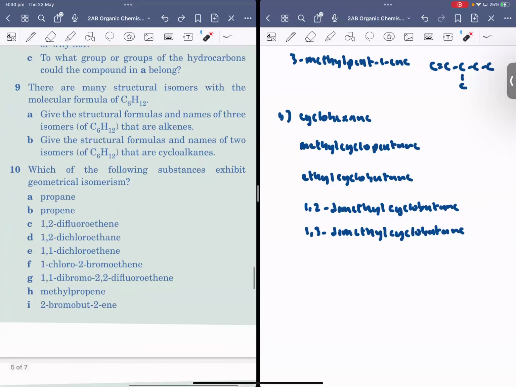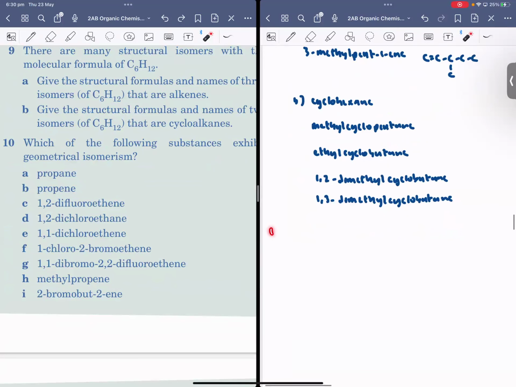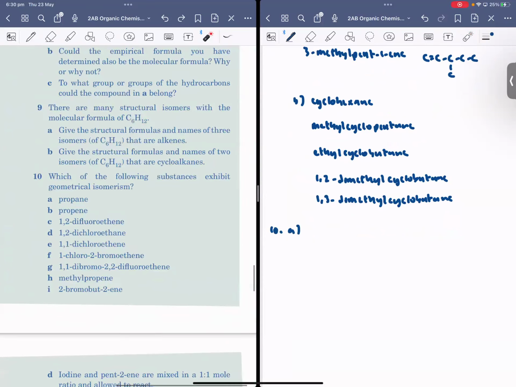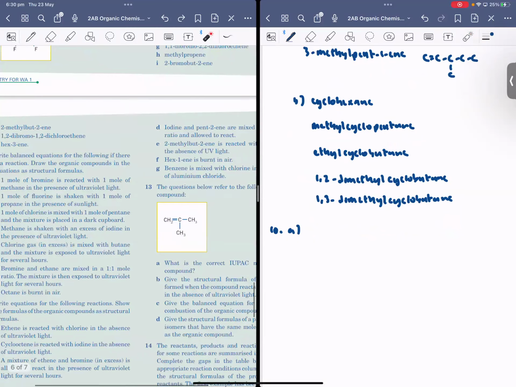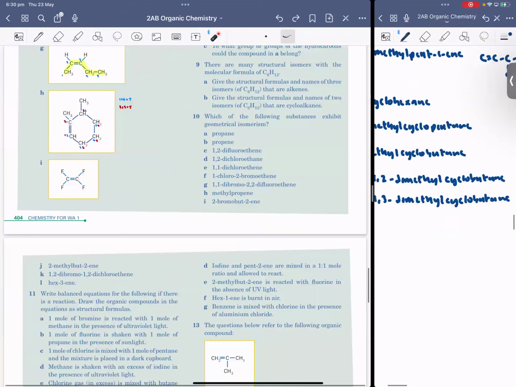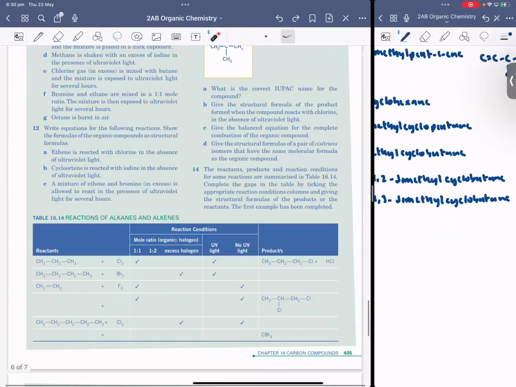Cool. Which of the following has geometric isomerism? Luckily, we've discussed the exact criteria. How many criteria are there for geometric isomerism? 2 criteria. 1, the double bond to provide the rigidity, and then the different things bonded either side. So let's have a look, see how we go with this. And now we'll just leave the last bit.